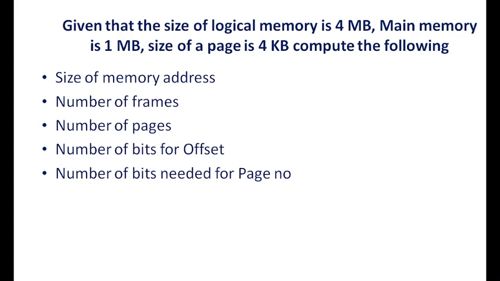That calculation has to be done with respect to the 4 MB, because address is always with respect to logical memory, not to the main memory or physical memory. So for 4 MB, how many bits are needed? For that we have to convert 4 MB into number of bytes, because for each byte of memory we have to provide a unique address. So we just have to first find out the number of bytes.